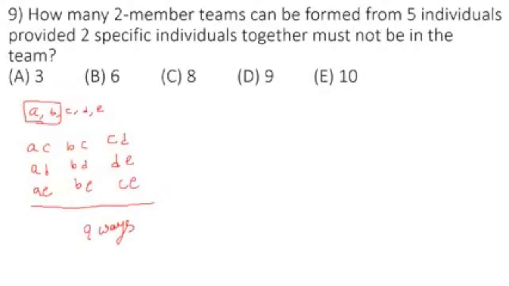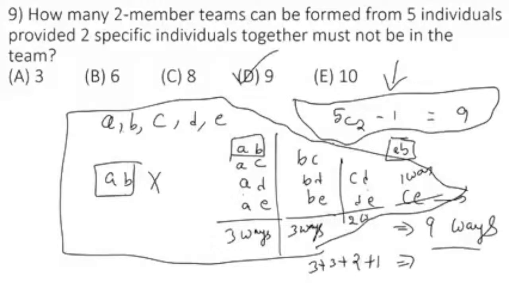The logic is simple here. 5C2 is the total number of ways of forming two-member teams. From that, the case where they don't want the two individuals together should be subtracted. So 5C2 value is 10 here, 10 minus 1 is nothing but 9 ways. I hope you can see the explanation here, how we did it.